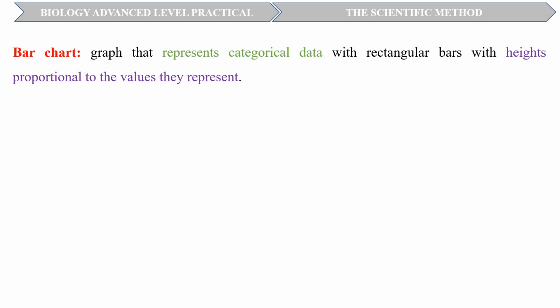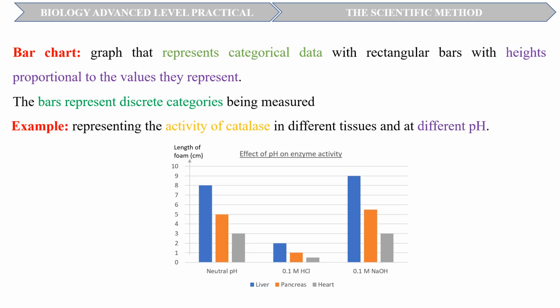A bar chart is a graph that represents categorical data with rectangular bars with heights proportional to the values they represent. The bars represent discrete categories being measured. In the example, the type of tissue is the discrete category, that is the bars, while the catalase activity of the tissue is depicted by the height of each bar. Another example is the number of births in various age groups.